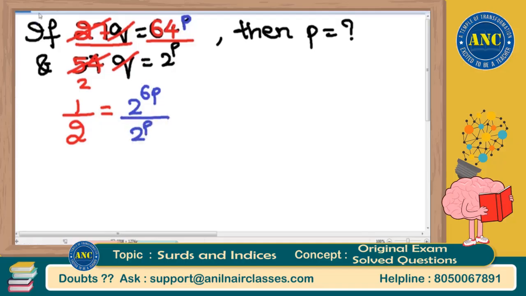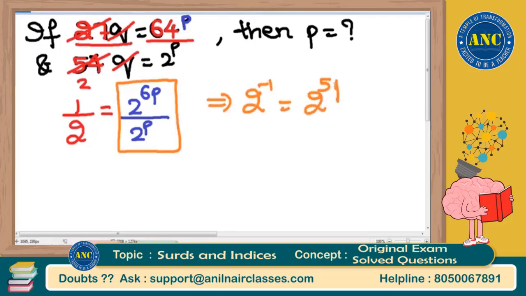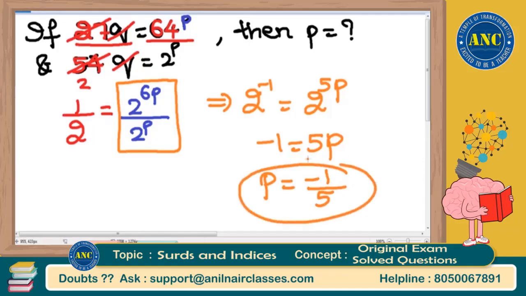I also know a law of indices that a power m divided by a power n is a power m minus n. This is nothing but 1 by 2, which can be written as 2 power minus 1. Right hand side is 2 power 6p minus p, 5p. Bases are same, equate the power. 5p is equal to minus 1. P is minus 1 by 5.